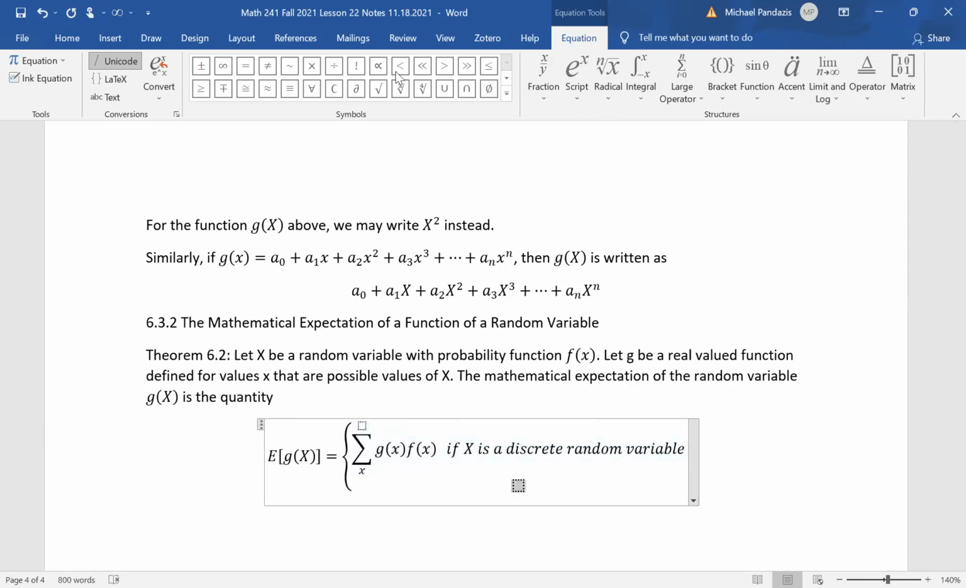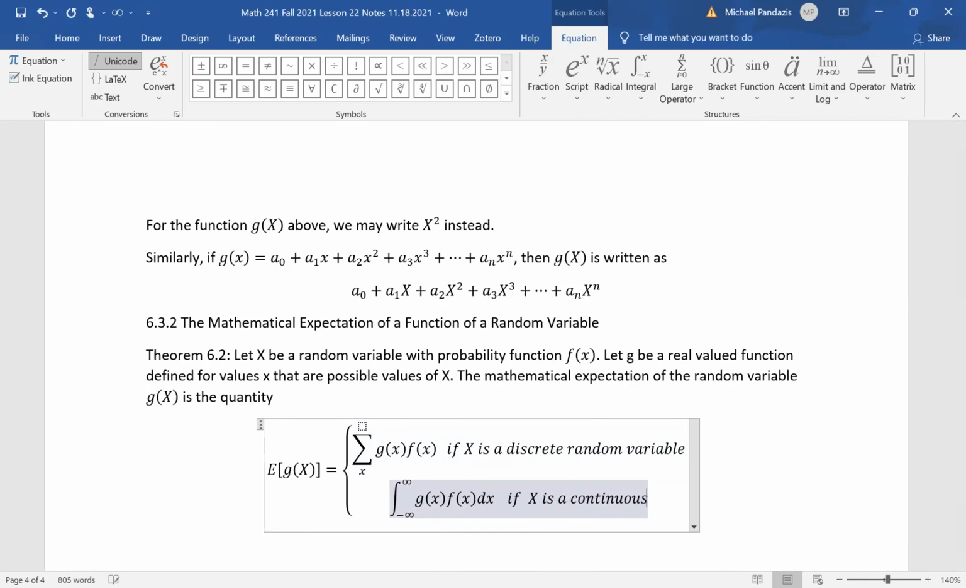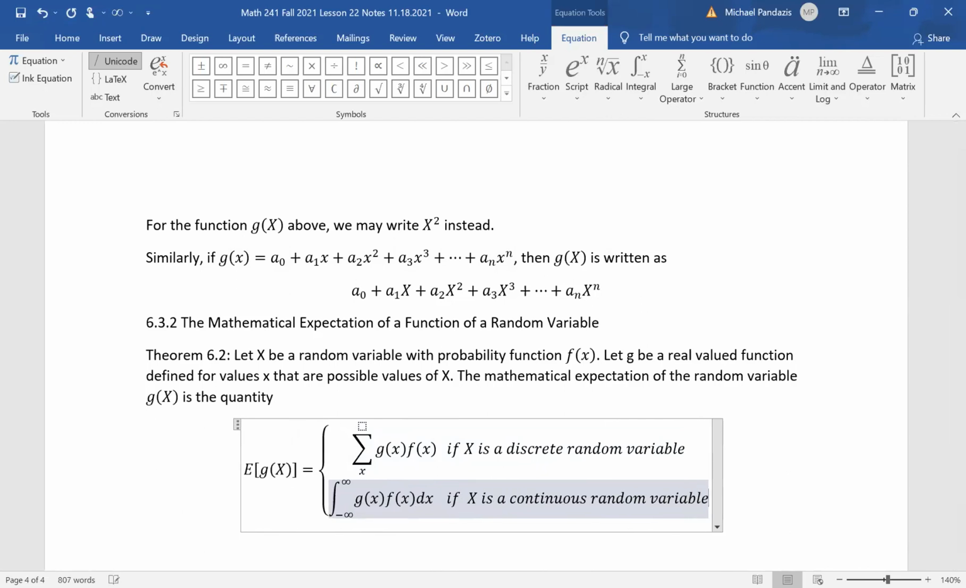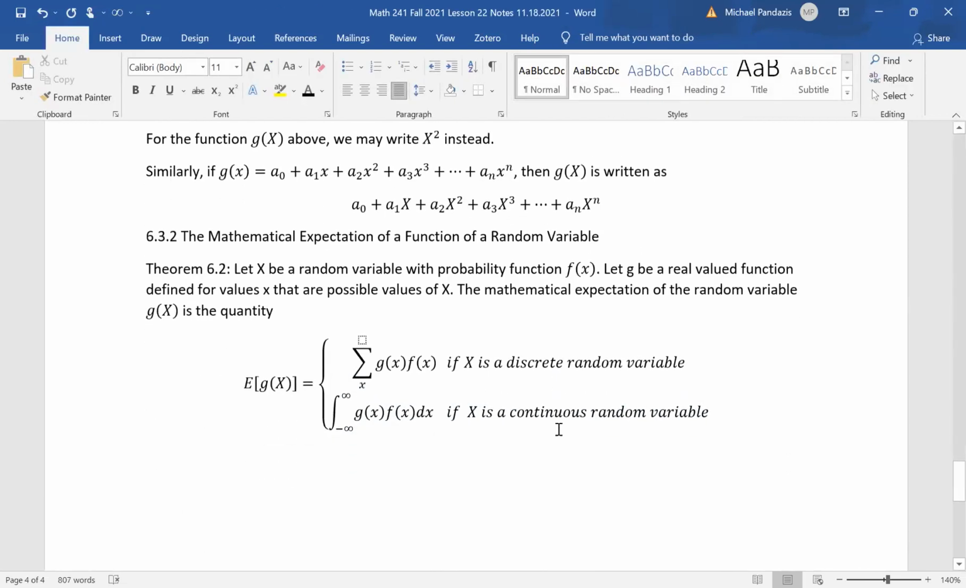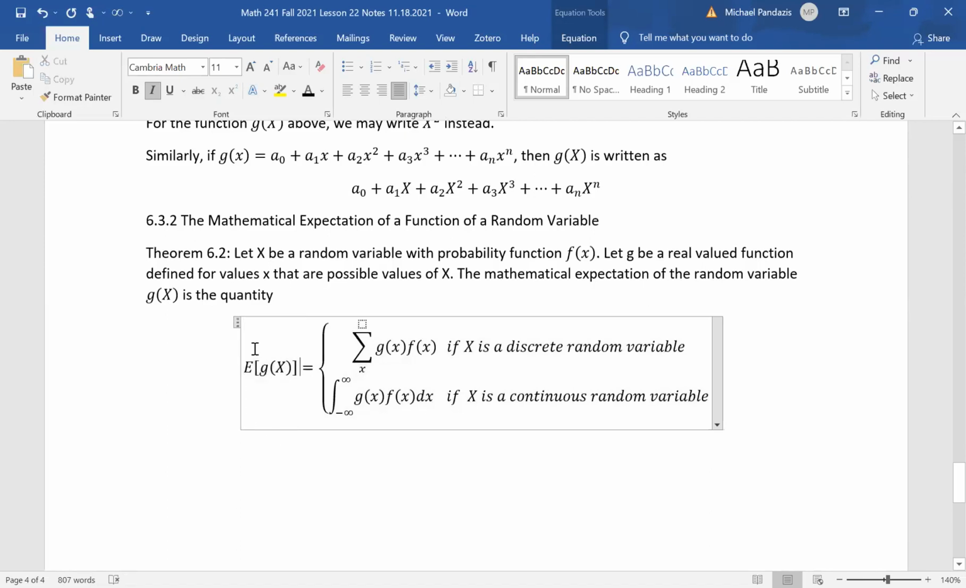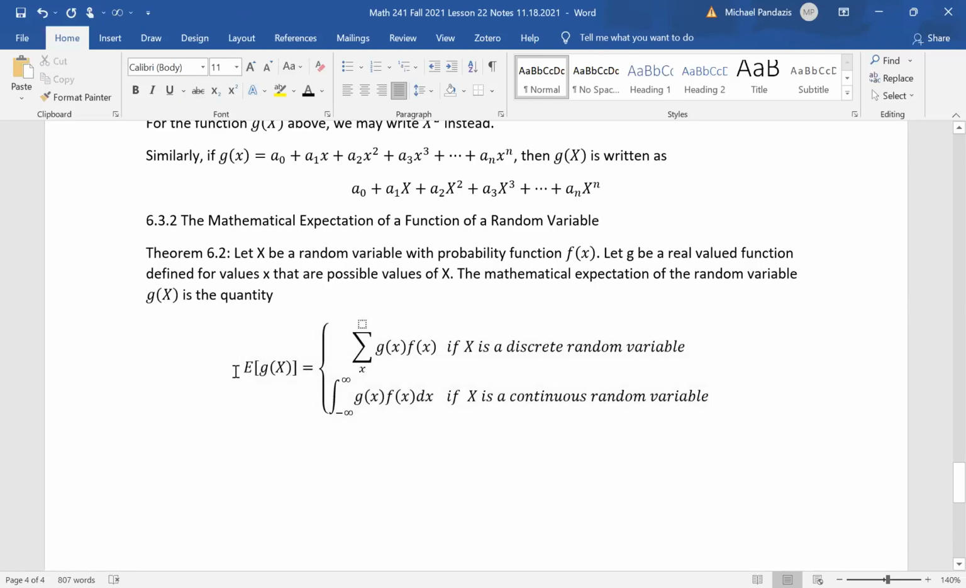Okay, so then if X is a continuous random variable, then our expected value is the value of an integral. It's the integral from negative infinity to infinity of g of x times f of x dx. And this is if capital X is a continuous random variable. Okay, and so this is the expected value of the real value of the random variable g of capital X.